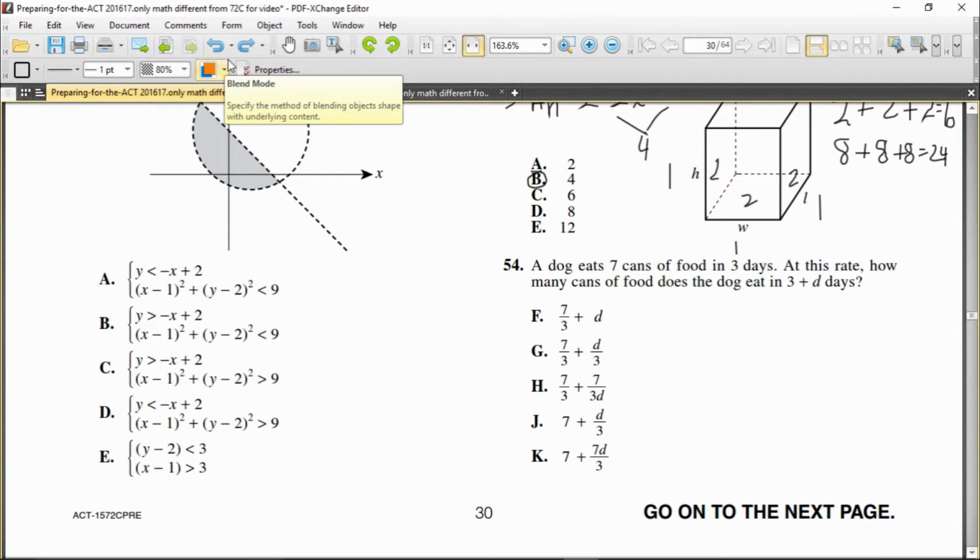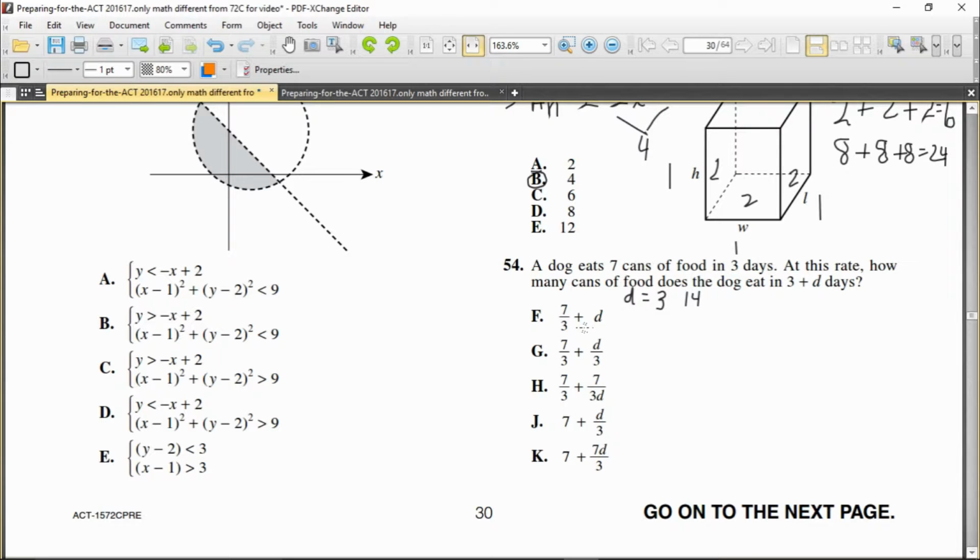A dog eats 7 cans of food in 3 days. At this rate, how many cans of food does the dog eat in 3 plus D days? Well, if I make D equals 3, we've doubled the number of days, so we double the number of cans. It's got to be 14 cans. So if I plug D into the correct answer choice, it should spit out 14.